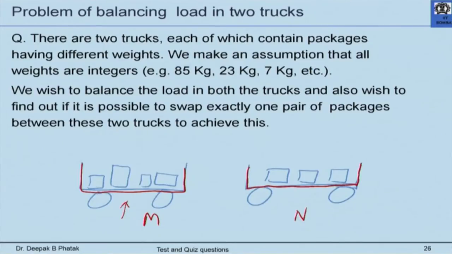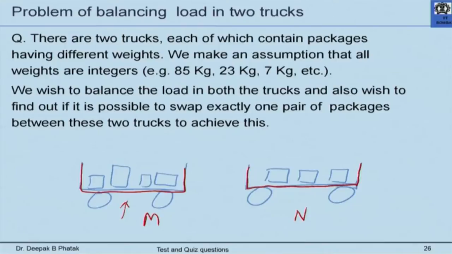Let us now go over to the next example here. I will go through this example very quickly because the problem actually is very simple. But in framing this question for a test paper, I have tried to give a realistic touch or a real life touch to this basic computational problem. The problem I have stated is balancing load in 2 trucks. So there are 2 trucks, each of which contain packages. Packages have different weights, and the 2 trucks have different number of packages also.